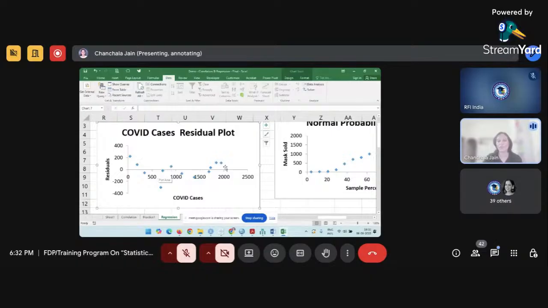There should be equal distribution of these data points against this particular zero line. Both sides should have equal distribution, right? Is it clear?